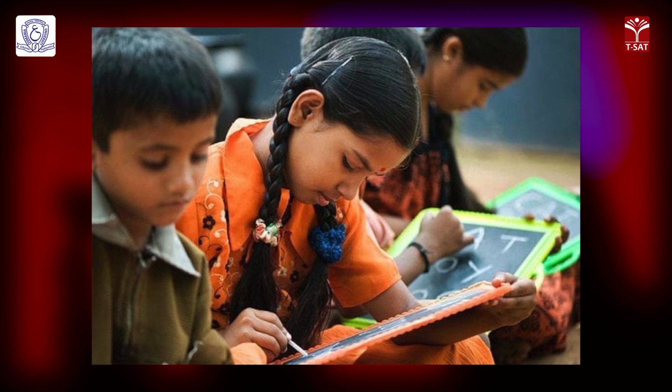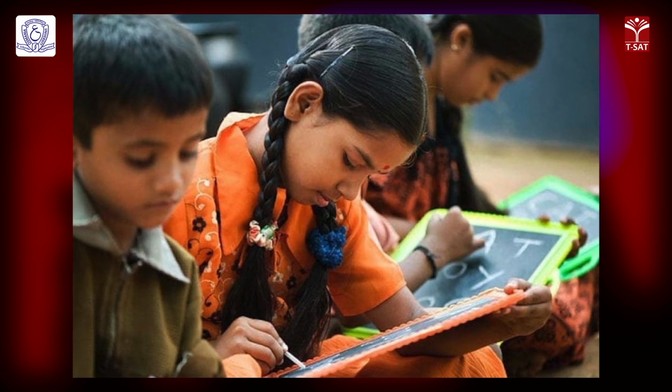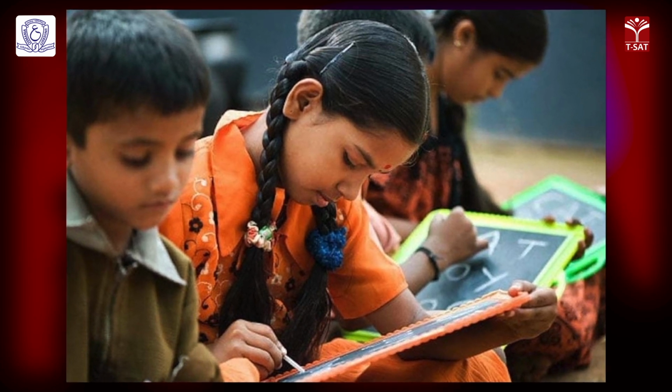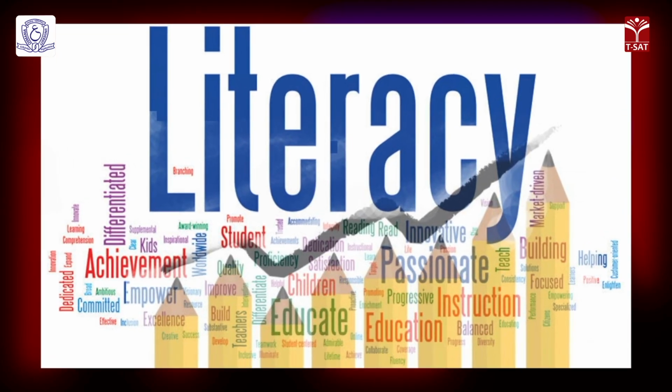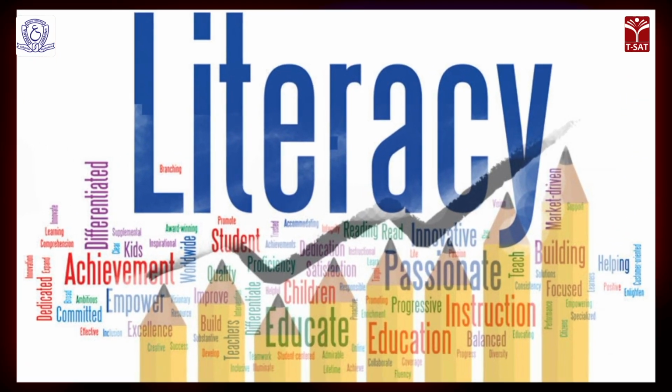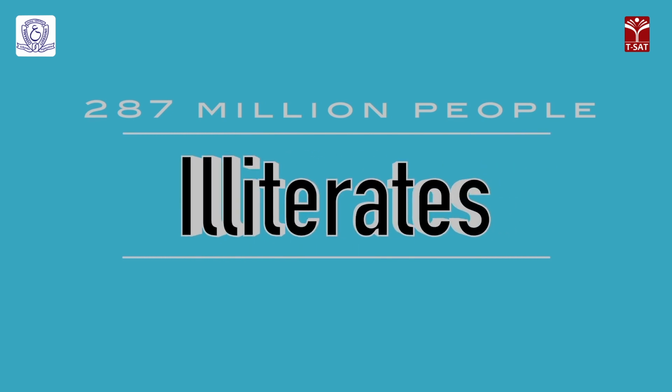Now, we will discuss illiteracy as a social issue. India is the second largest populated country in the world and its illiteracy rate is also high. Although many initiatives and measures taken by the government have reduced illiteracy to a large extent, still nearly 287 million people in India are illiterate.